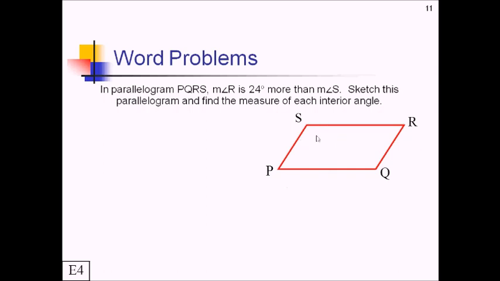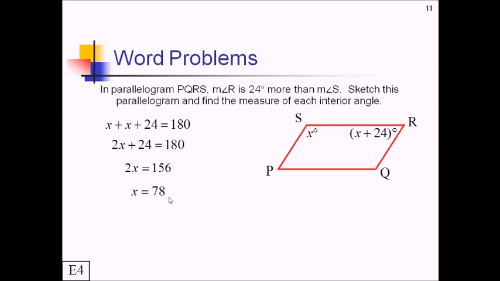Now let's label each of these with an expression that can help us solve this problem. They told us that R was 24 more than S. We don't know what S is at all. So let's make S x. And if R is 24 more than that, we can write R as x plus 24. Now we know that consecutive angles are supplementary. So we can say x plus x plus 24 equals 180. So then that's 2x plus 24 equals 180. Subtracting 24, we get 156. And then that's going to be 78 for the value of x.